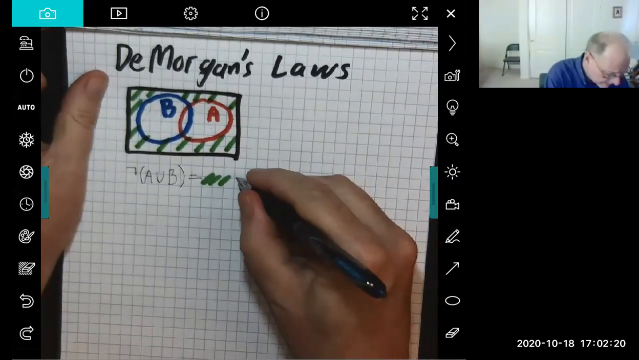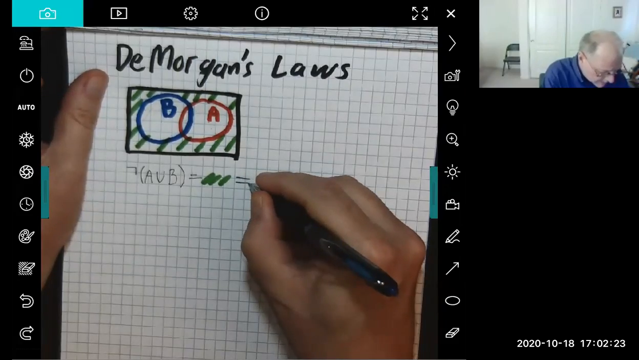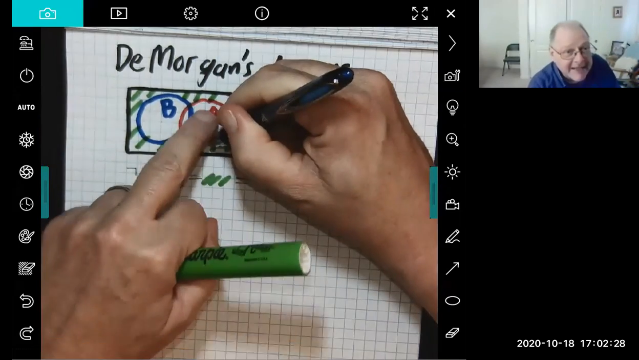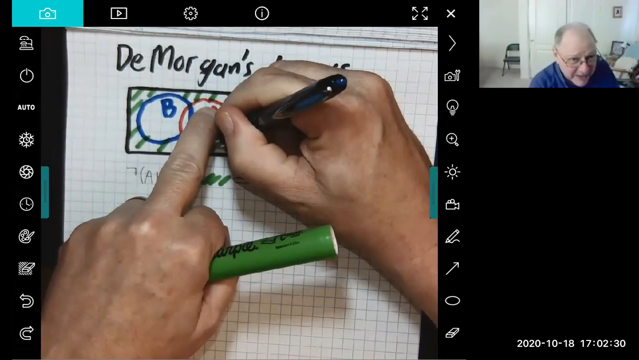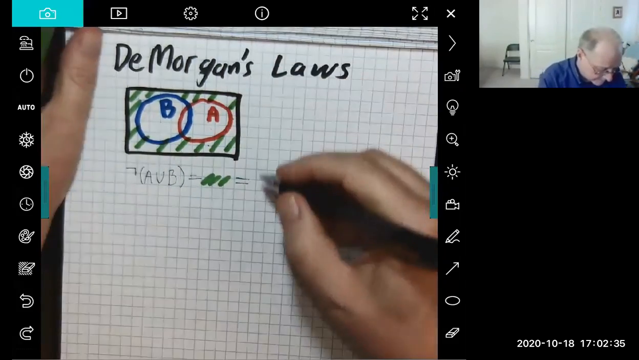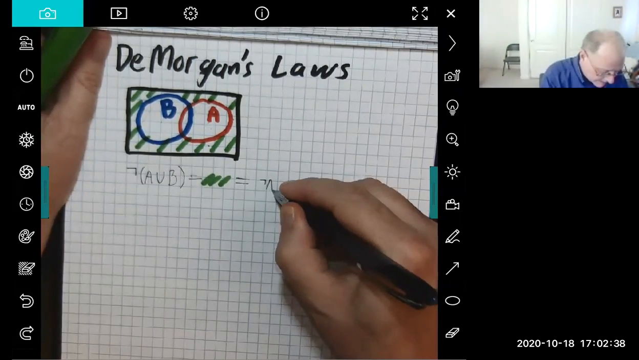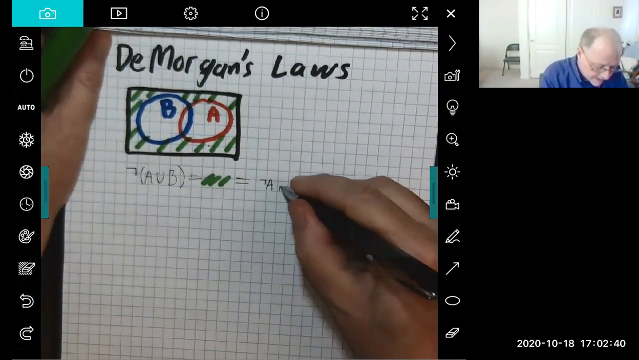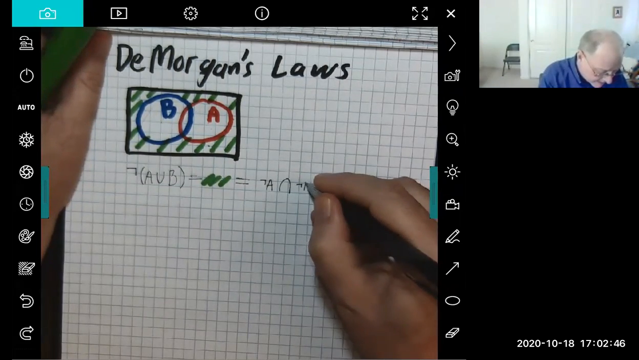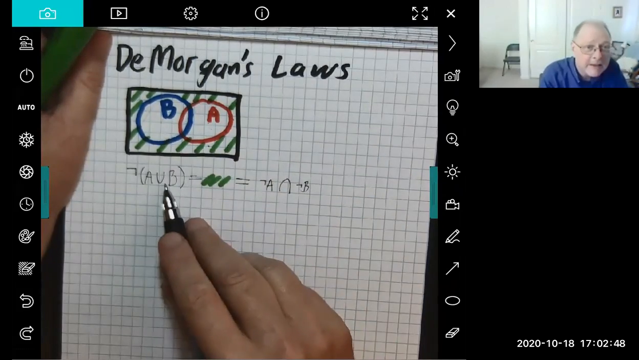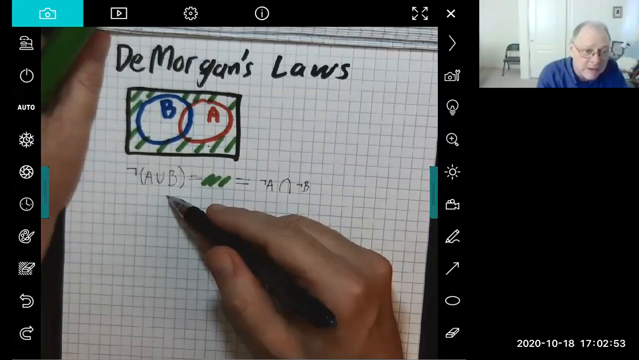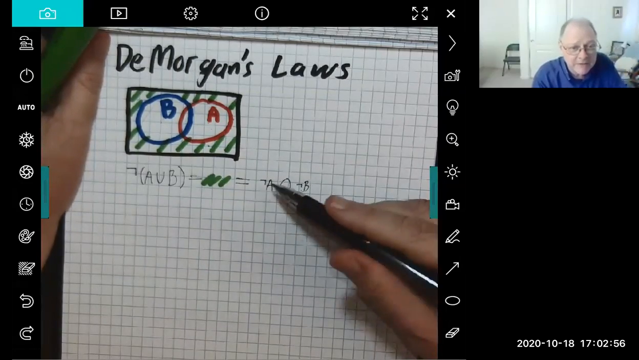But I want you to notice something. If I take a point out here, it's outside of A, so it's in the complement of A. It's outside of B, so it's in the complement of B. It's in not A, and it's in not B. A point that's not in the union, the complement of the union, is the intersection of the two complements.